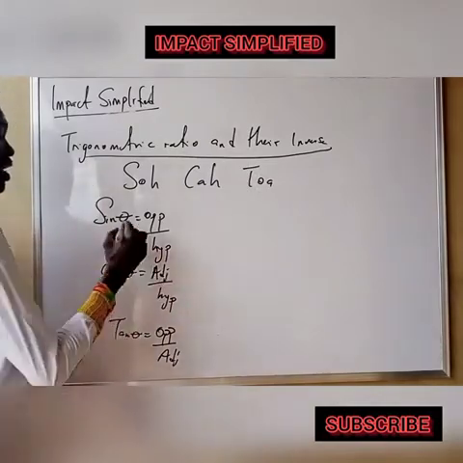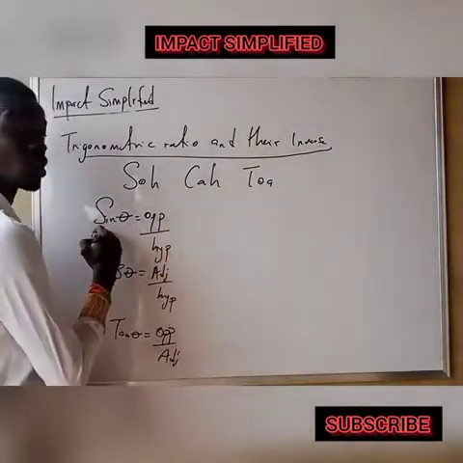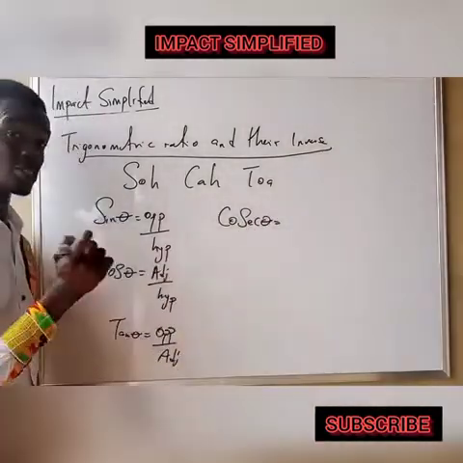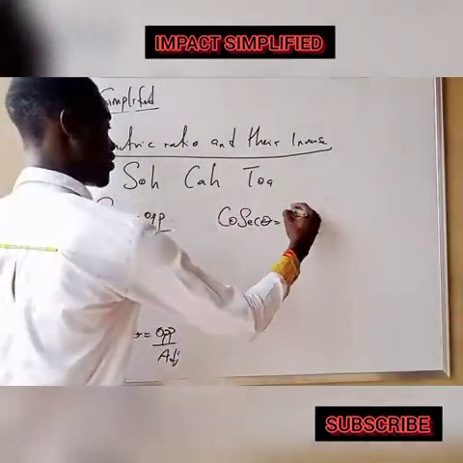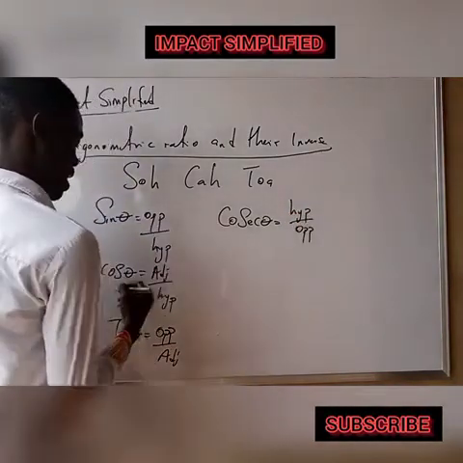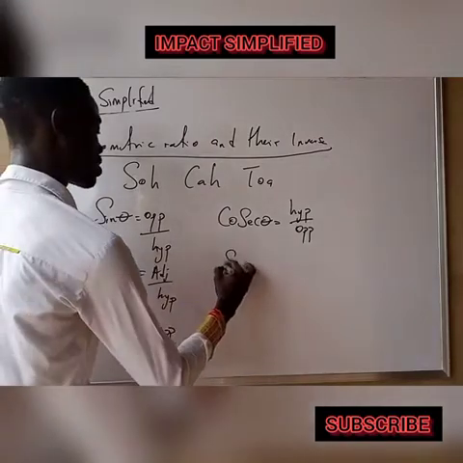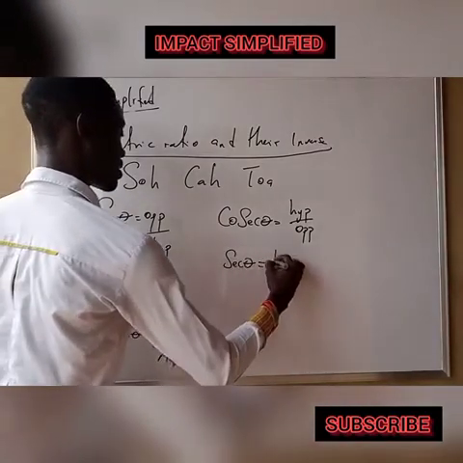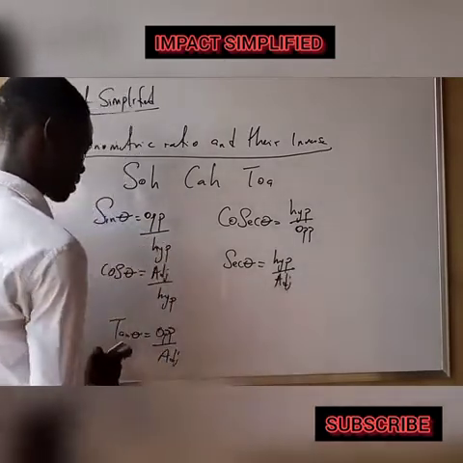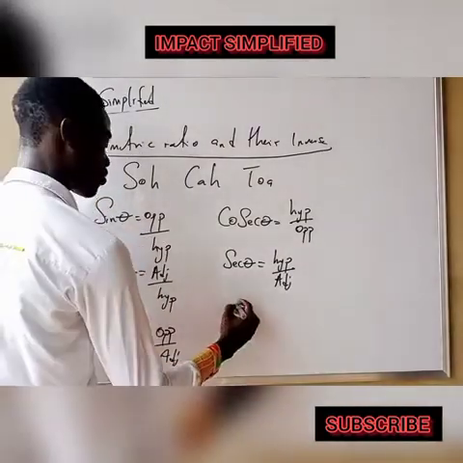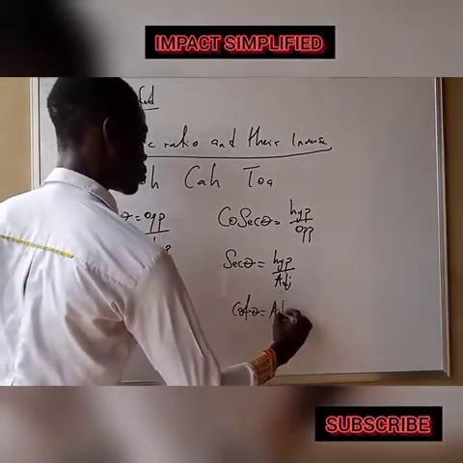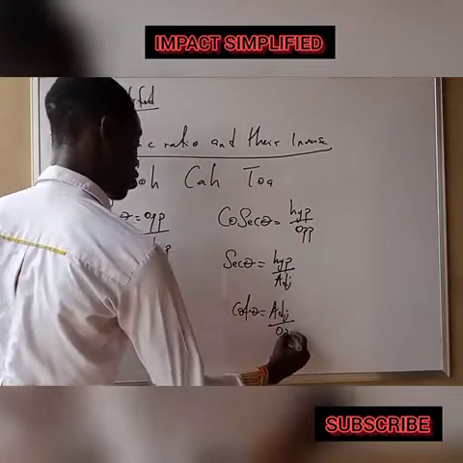But what you need to know is their inverse. The inverse of sine is cosec theta, and that is the hypotenuse over the opposite. The inverse of cos is sec theta, and that is the hypotenuse over adjacent. The inverse of tan is cot theta, and that is the adjacent over opposite.